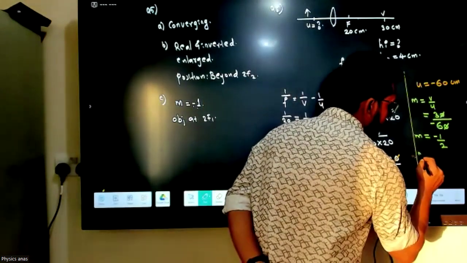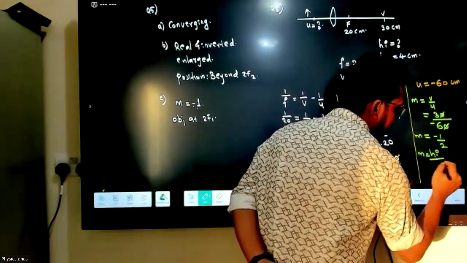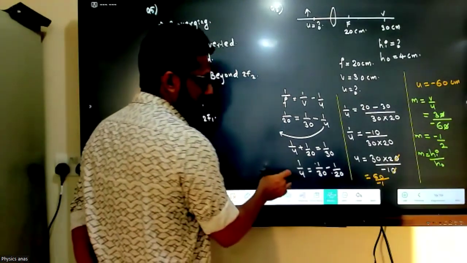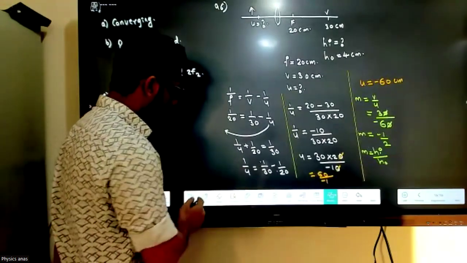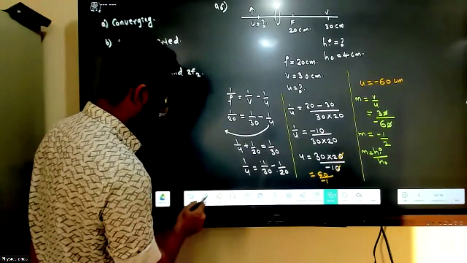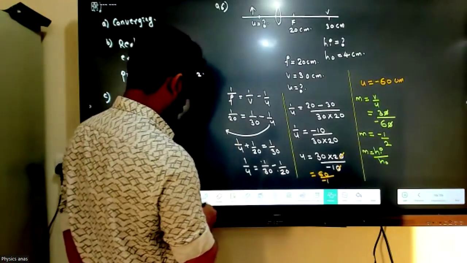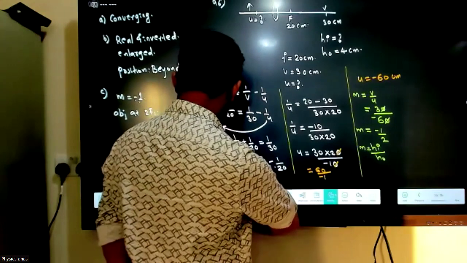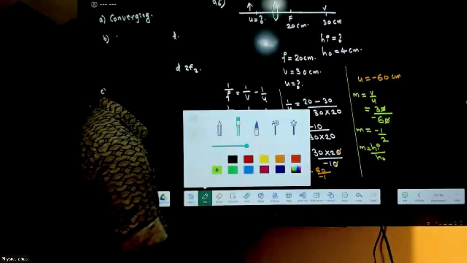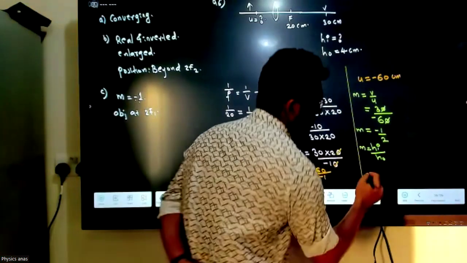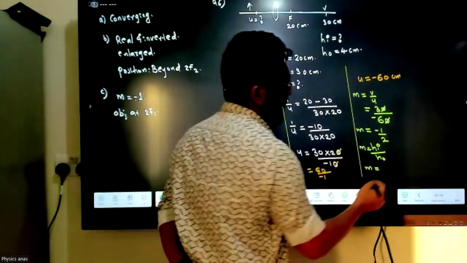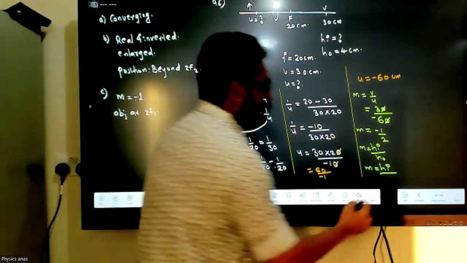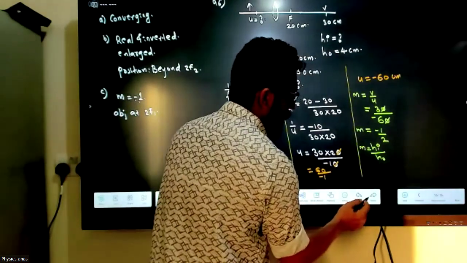Magnification has another equation also. What is the next equation for magnification? HI by HO. That's also magnification, so you can use that equation. M is HI by HO. HI we don't know, divided by HO. HO is 4. I will use the value of M in this equation.